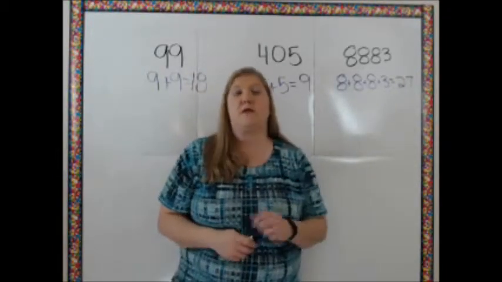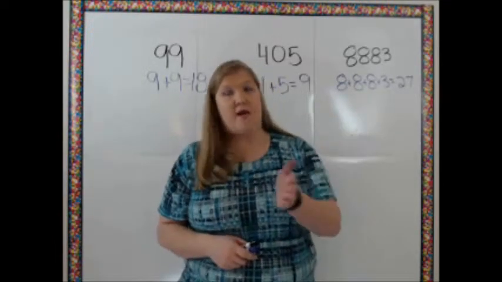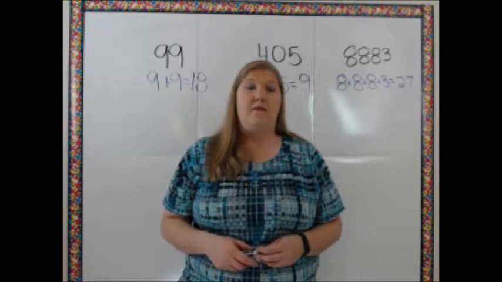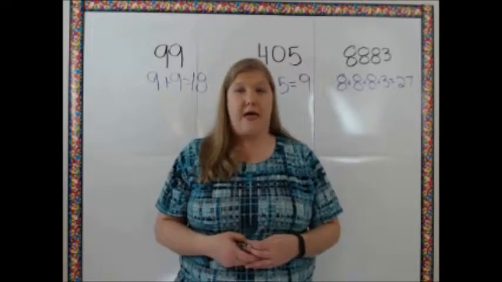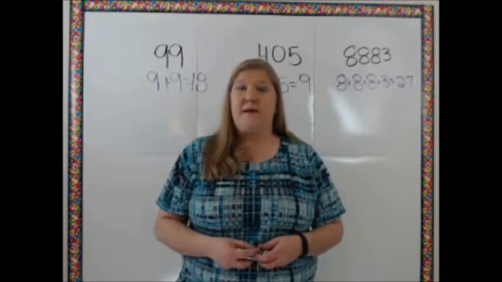So that's the divisibility rule for 9. It's a lot like divisibility by 3. We just add up the digits of the number, and if that sum is divisible by 9, then we know the whole number is divisible by 9. Last, not least, we're going to go over the divisibility by 10.